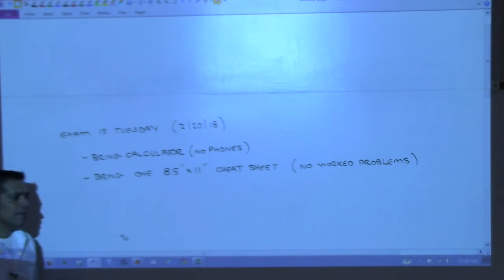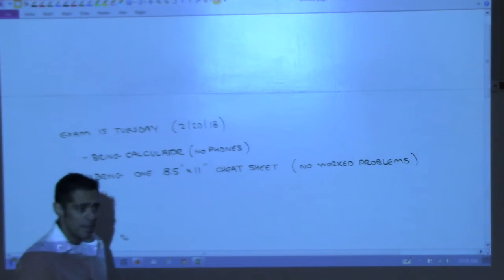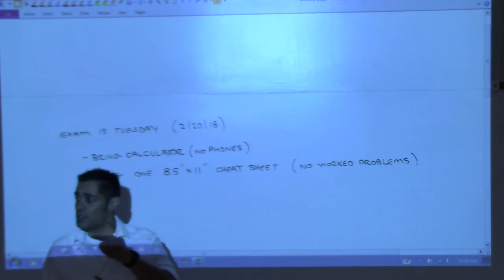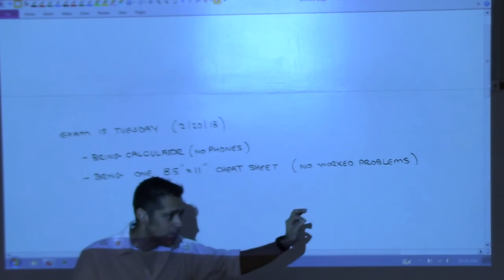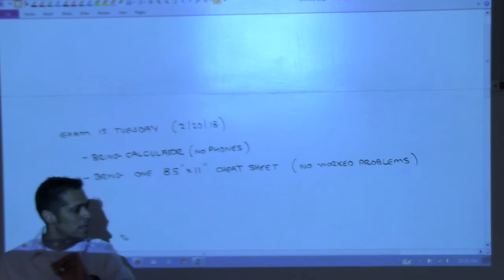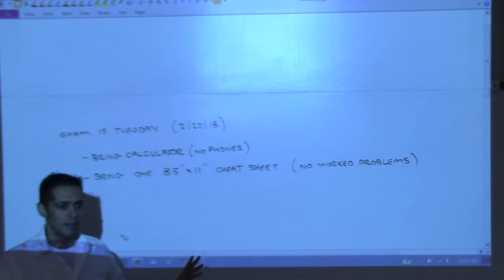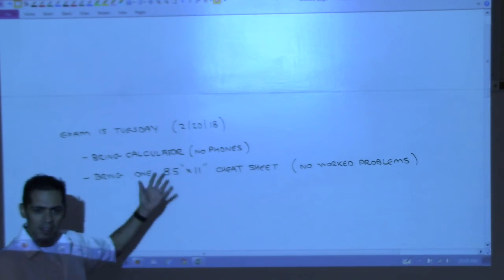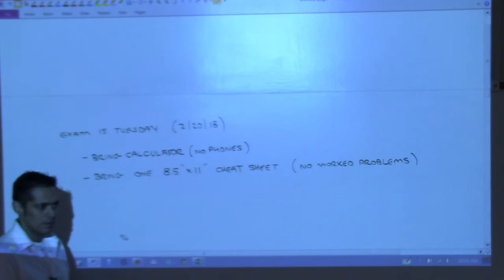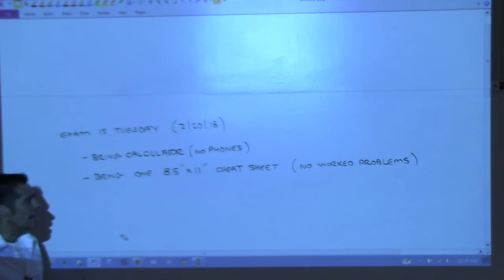What this sheet can have on it are formulas, okay? You can write down steps, procedures, reminding yourself how to do certain things. Like if it says find the marginal cost, then take the derivative and plug in the value. You can write all that on there. What you can't do is just take these examples and just work them all out. Understand?